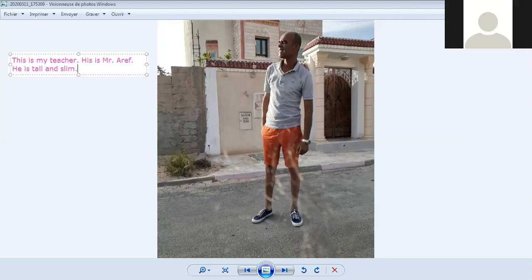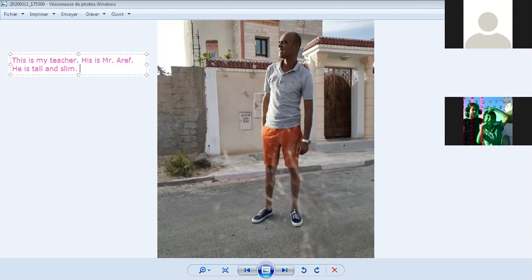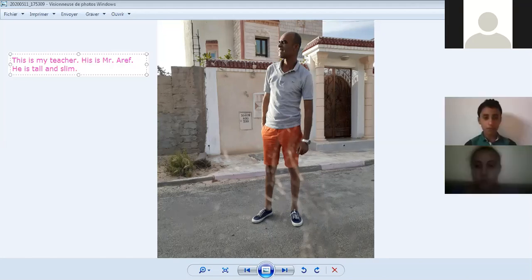Now, what about his skin? Does he have dark or white skin? White skin. No, I don't have white skin. My skin is dark, okay? Brown skin. So he has brown skin. He has got a brown skin. Yes, correct.